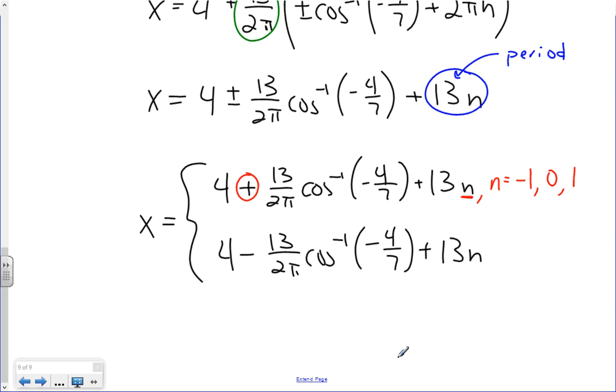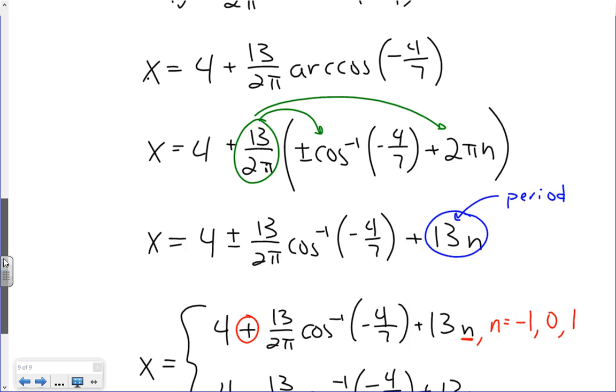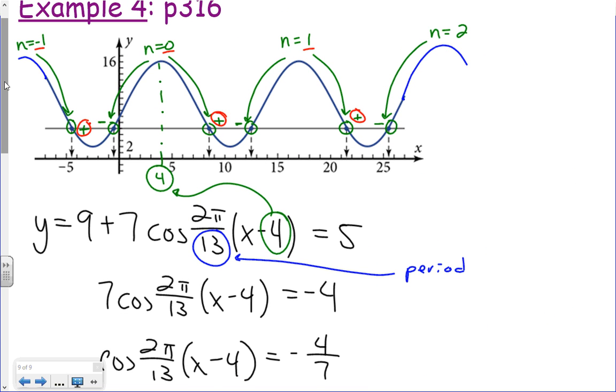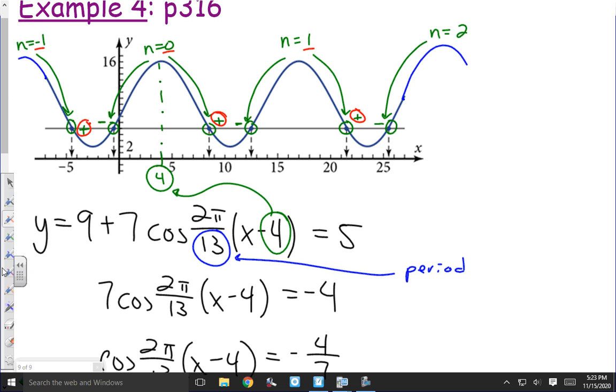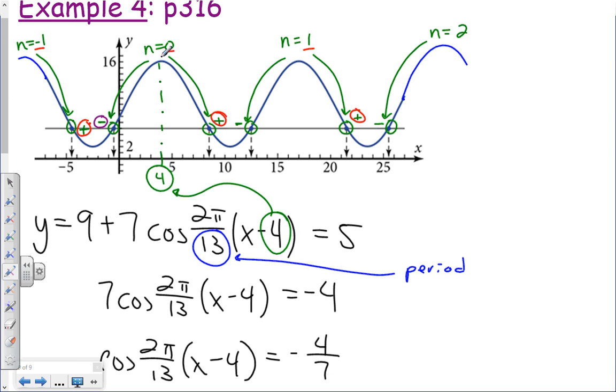The other half of my solutions, for the negative cosine inverse, let's do that in a different color. So I see that there's a negative solution that's with n equal to 0. Here's a negative solution that was with n equal to 1. And here's another negative solution that's with n equal to 2. So I need 0, 1, and 2 for the negative.